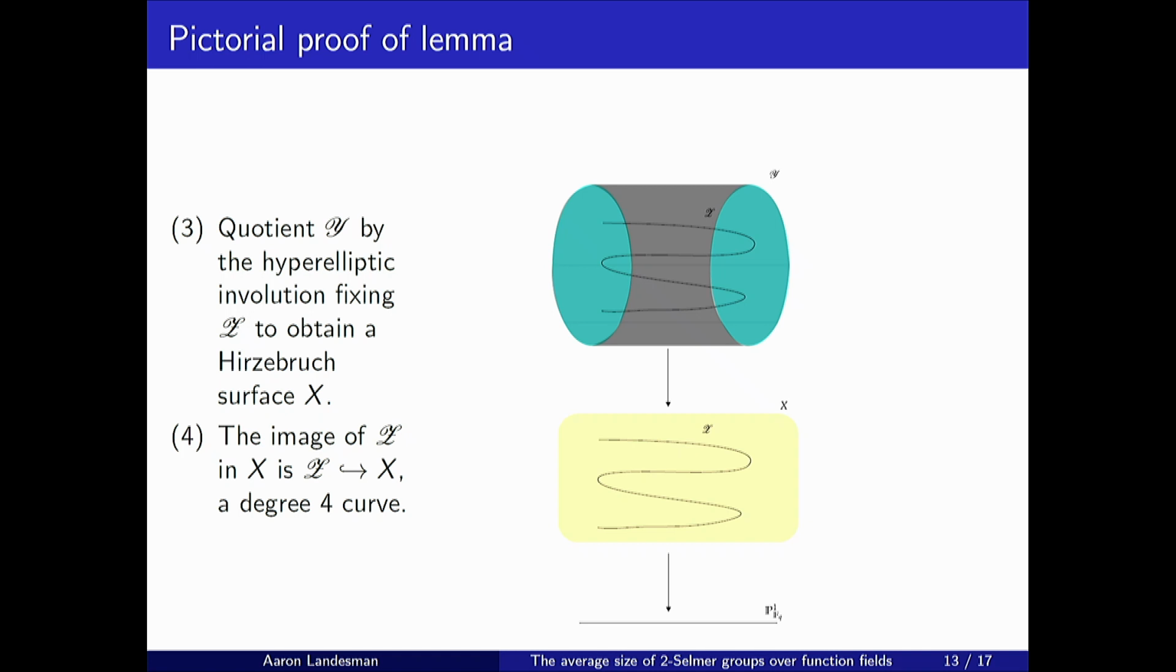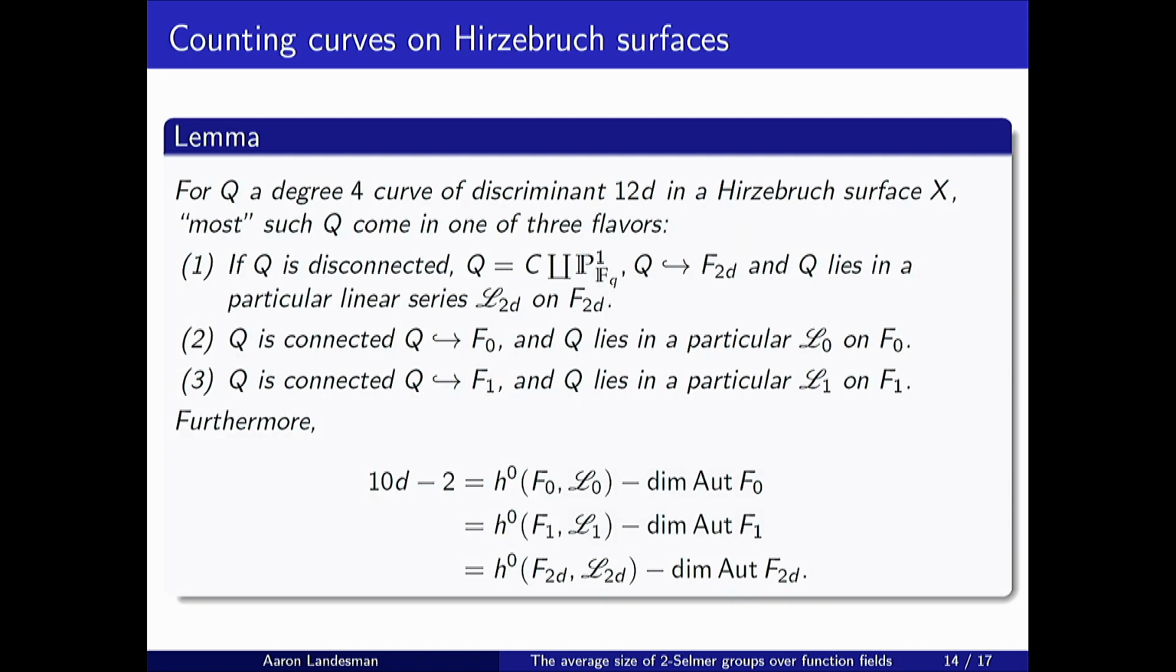And conversely, you can go back by taking the double cover of the Hirzebruch surface branched over this degree 4 curve, and then taking the generic fiber. Okay, so far, we gave some bijections between two Selmer elements and geometric spaces. And we want to count how many of them there are, what's the ratio of these two Selmer elements to elliptic curves. In order to count them, I just need a quick lemma that tells me how to count them, and then we'll be able to prove the theorem.